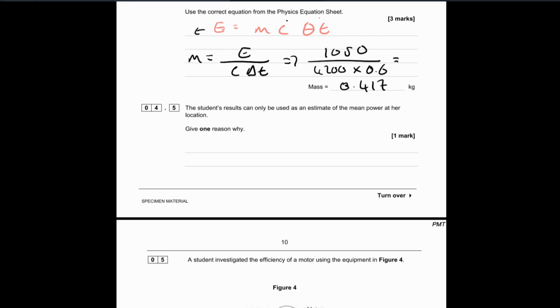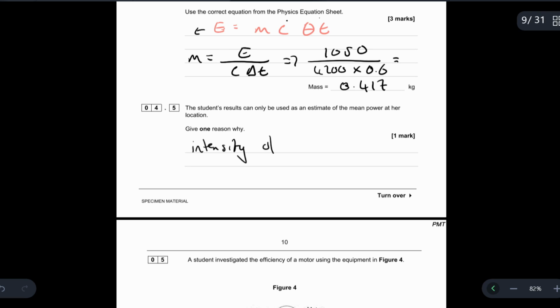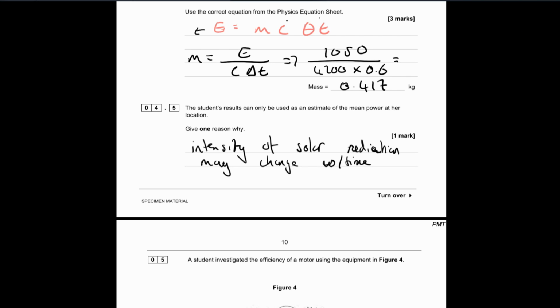That essentially the intensity of the solar radiation may change with time. So you can say the intensity or the angle of the solar radiation would change with time.